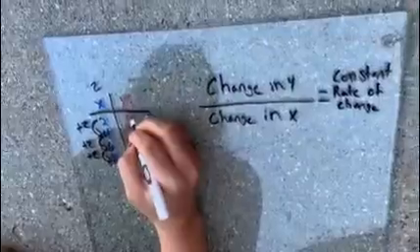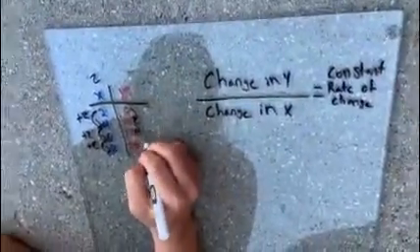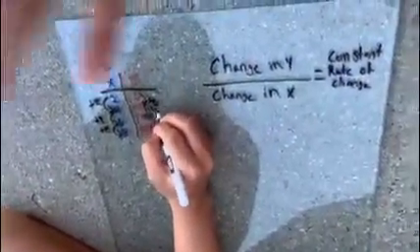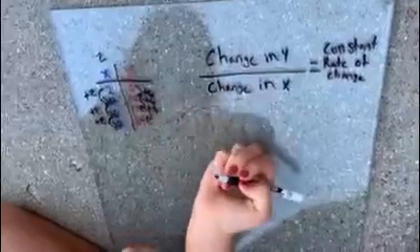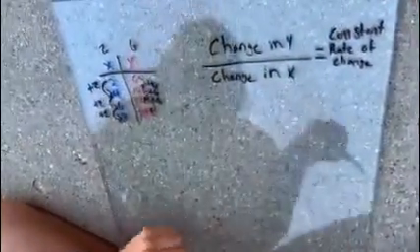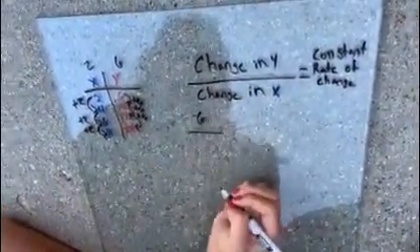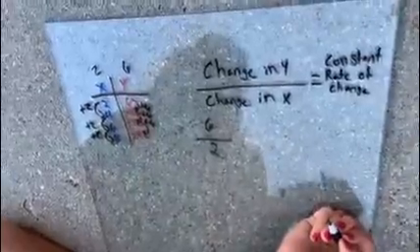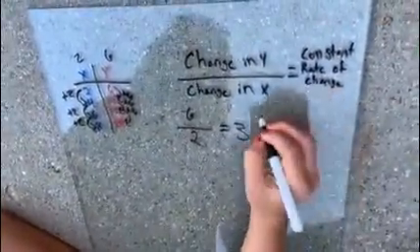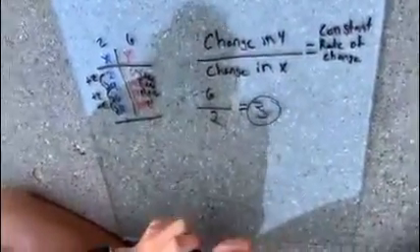And then for the y value, it goes 6 to 12, 12 to 18, 18 to 24. It's all plus 6, plus 6, plus 6. So the constant rate of change of y is 6. So change of y, 6, over change of x, 2. And we can simplify this to 3. So the constant rate of change is 3 in that table.